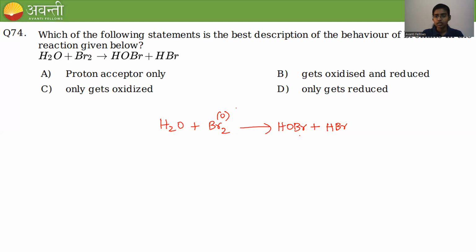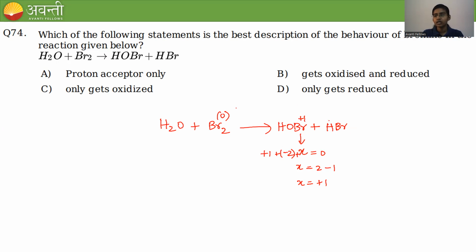So to calculate the oxidation state of bromine, we take this as x. And for oxygen, it is -2. For hydrogen, it is +1. So +1 plus -2 plus x is equal to 0, and x is equal to 2 minus 1, which is equal to +1. So the oxidation state of bromine is +1 in this.